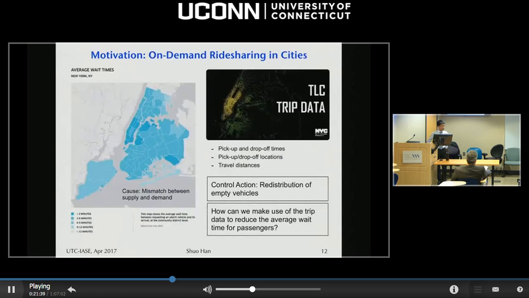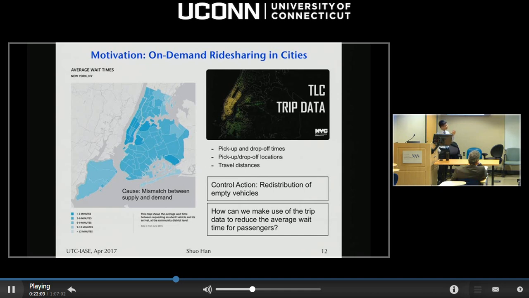The second one is coming from transportation. Here is the problem in the context of ride sharing in cities. The fancy name, but just think about Uber and Lyft. On the left, this plot shows the average wait time of Uber trips in New York City. You can see different colors on the map. The darker the color is, the shorter the average wait time.